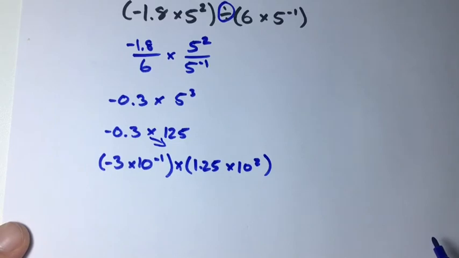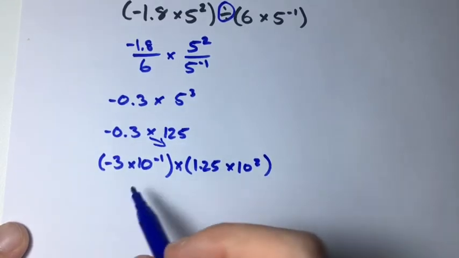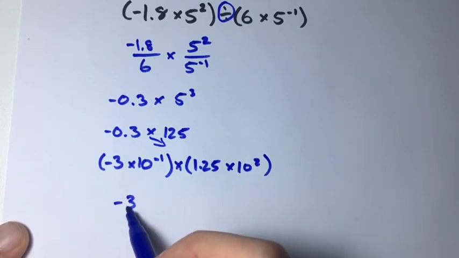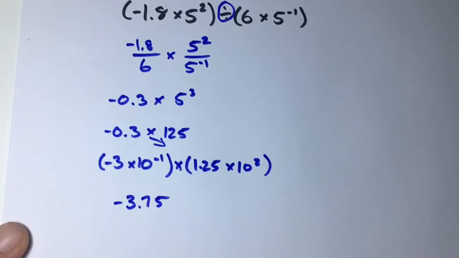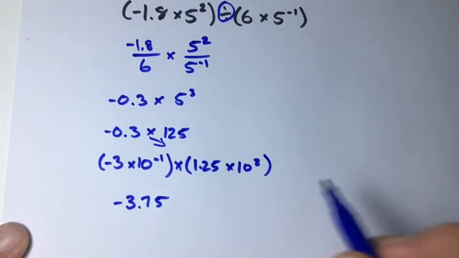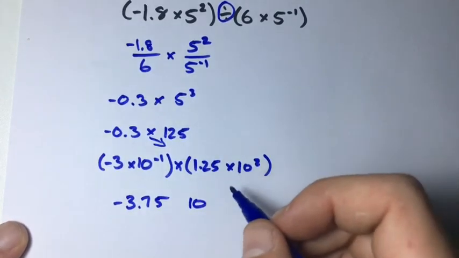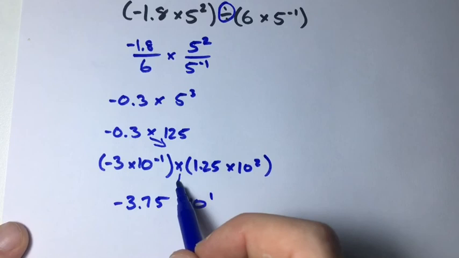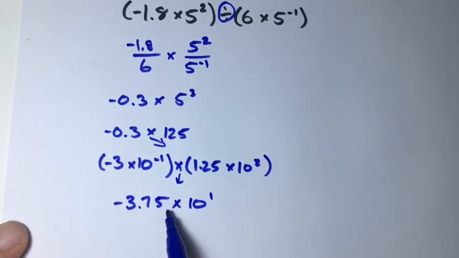So if we multiply this out, we have negative 3 times 1.25, and that's going to come out to negative 3.75. 10 to the negative 1 times 10 squared, and that's going to be 10 to the power of 1, and we're going to use multiply again. And we know negative 3.75 times 10 is negative 37.5.